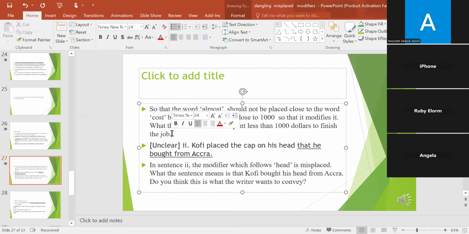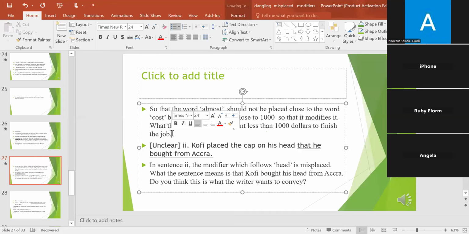And then we said that Kofi gave only $1,000 to his mother. It means that the writer is trying to say that Kofi has more money than $1,000, and so the writer was expecting that Kofi should have given more. Kofi gave only $1,000 to his mother.